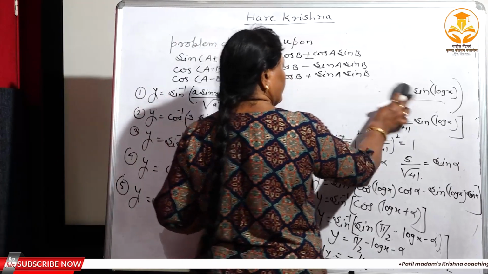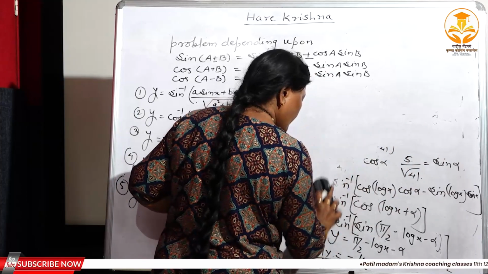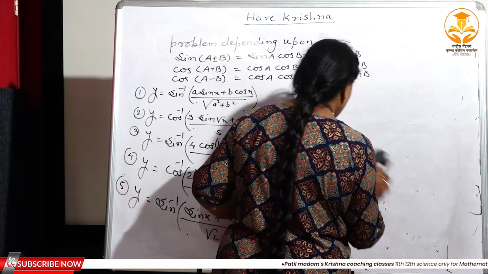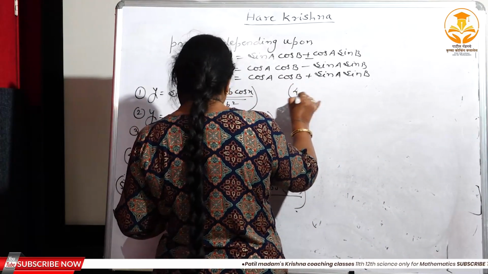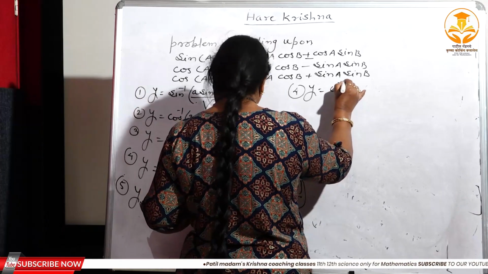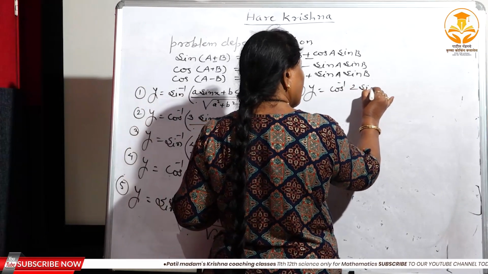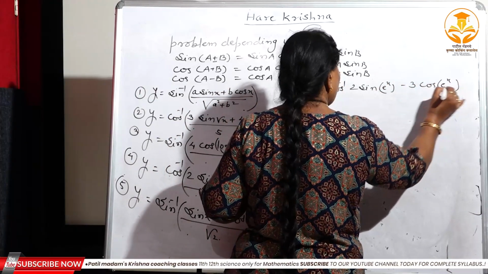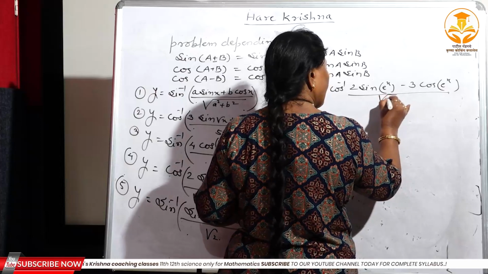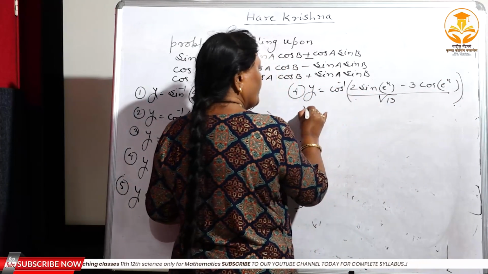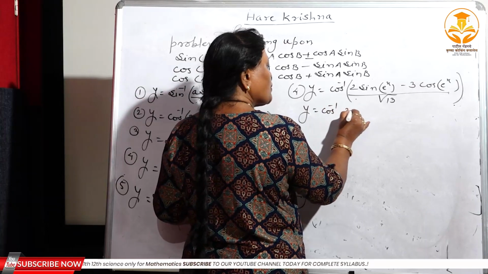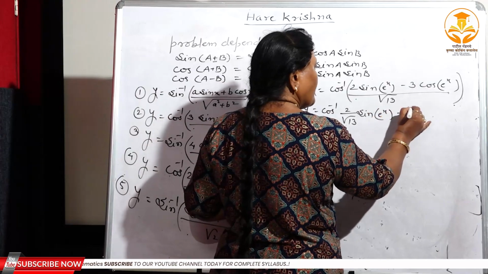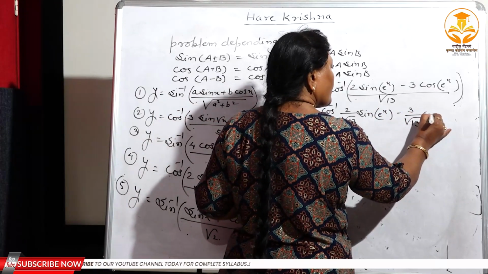See, fourth one, y is equal to cos inverse 2 sin e raised to x minus 3 cos e raised to x divided by root 13. Again, what you have to do? You have to separate the constant, that is 2 divided by root 13 sin e raised to x minus 3 divided by root 13 cos e raised to x.